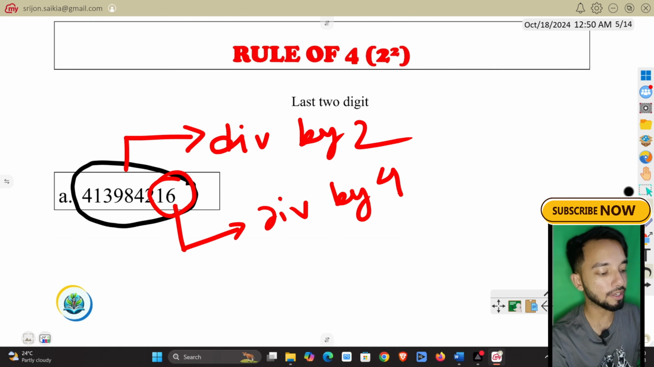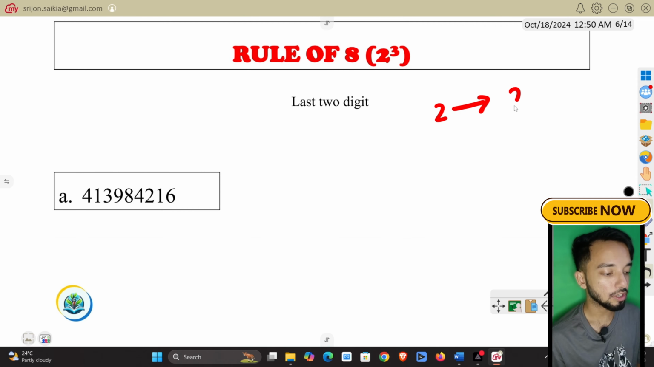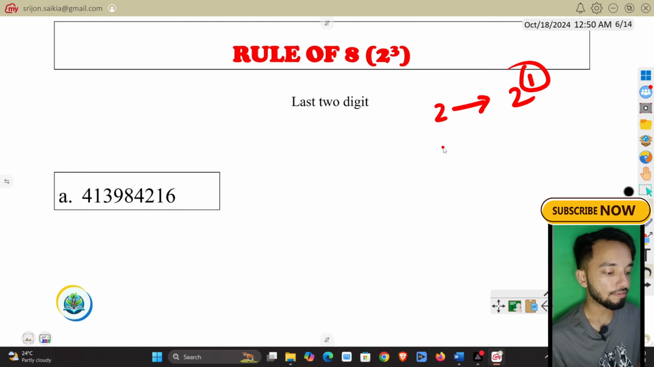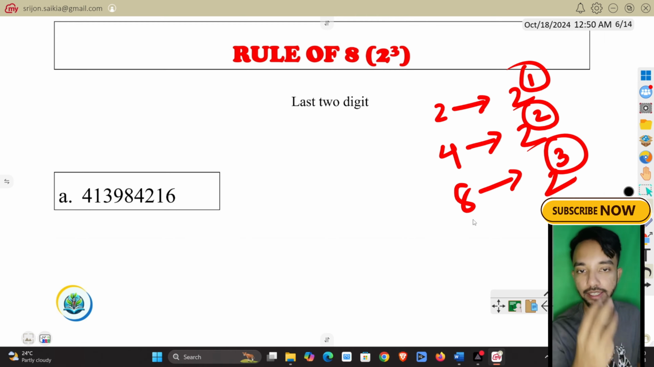So let's move to the next rule, that is the rule of 8. As we already saw, for 2 it's 2 to the power 1, that is, we need to check only the last unit place. For 4, it's 2 to the power 2, that means we are concerned about the last 2 digits. And for 8, it's 2 to the power 3, that means we will consider the last 3 digits. Is this clear till here?